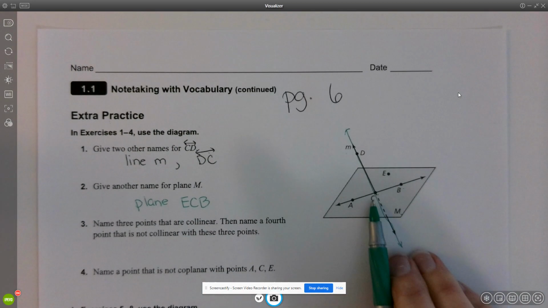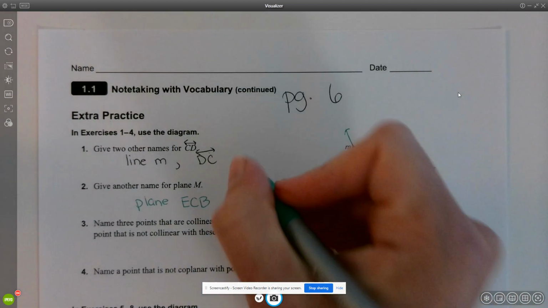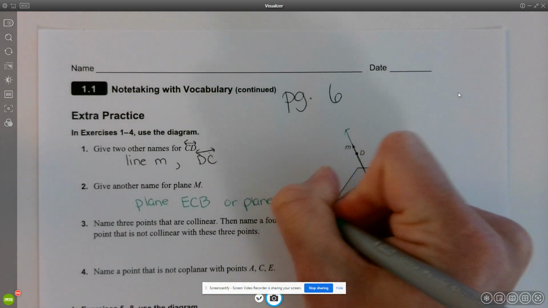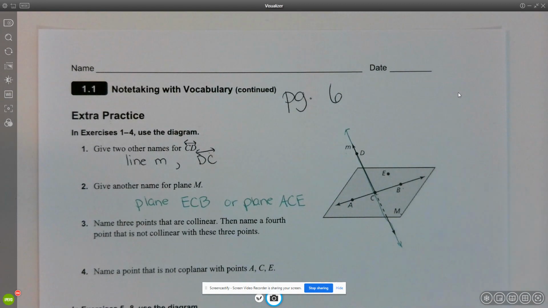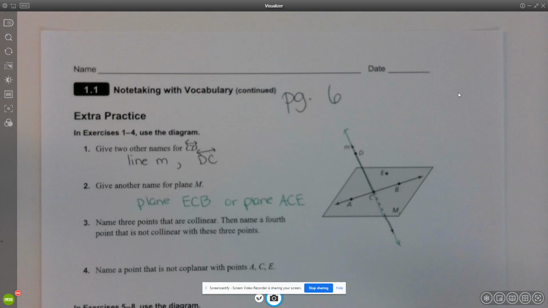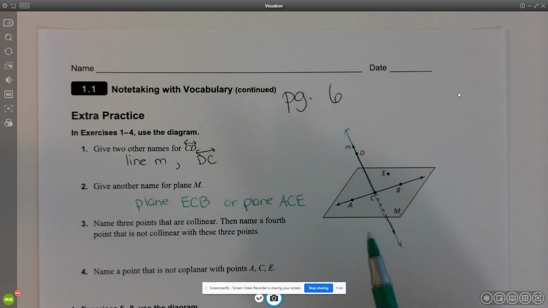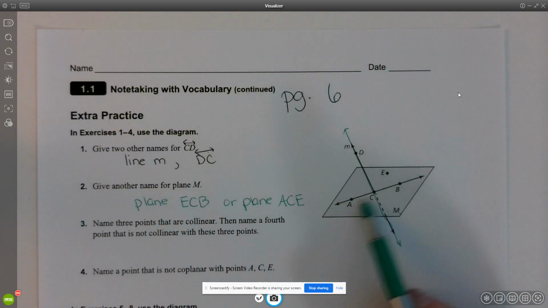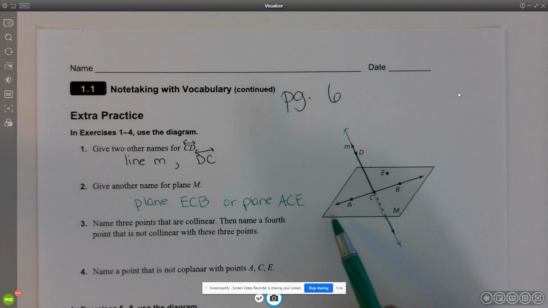You could have used points A, C, and E. There's a lot of different ways you could have named this plane. The only points you could not have used to name it would be A, C, and B, because all 3 of those points lie on the same line. So you can't use those 3 to name the plane.